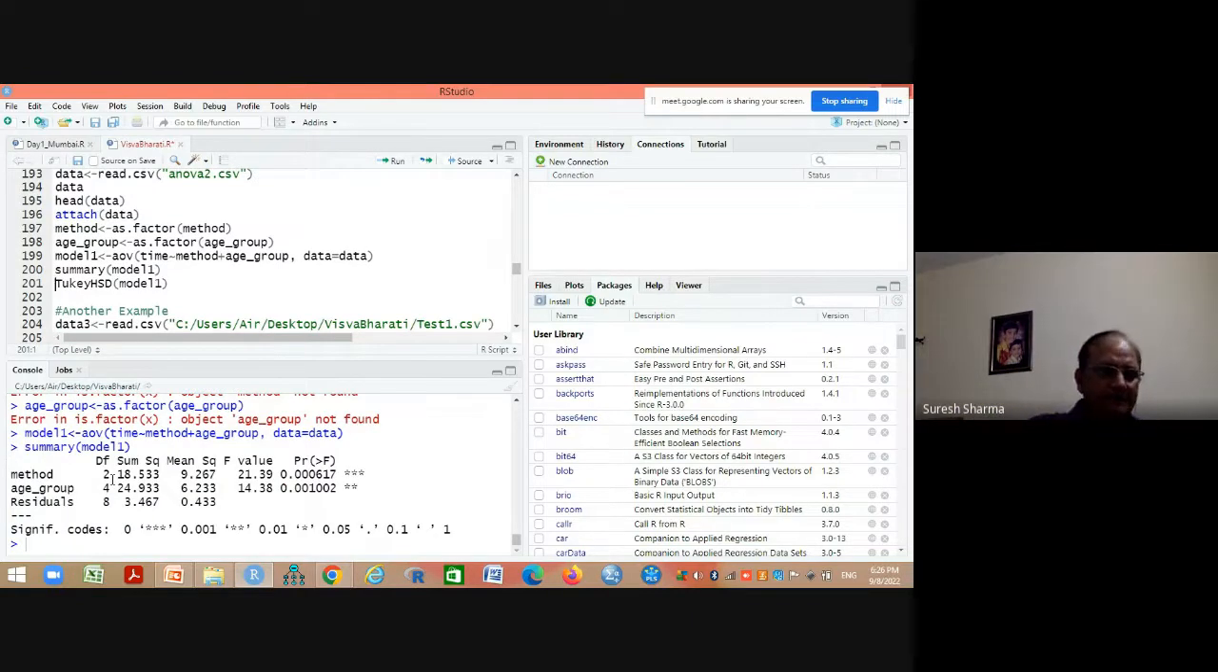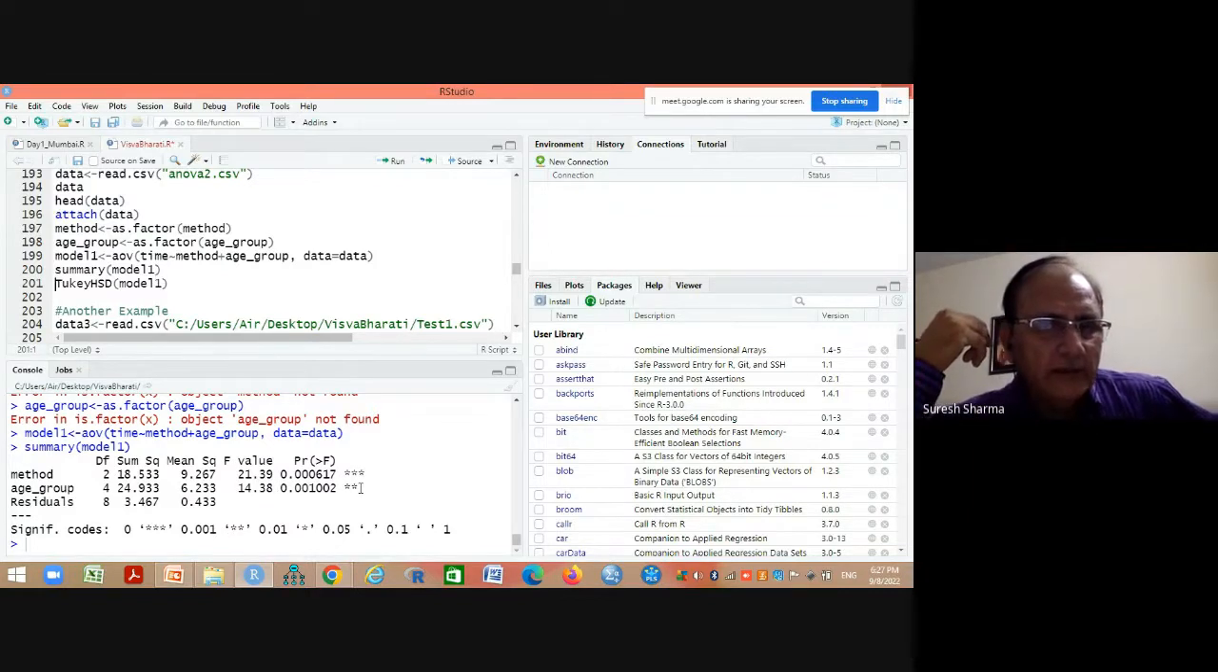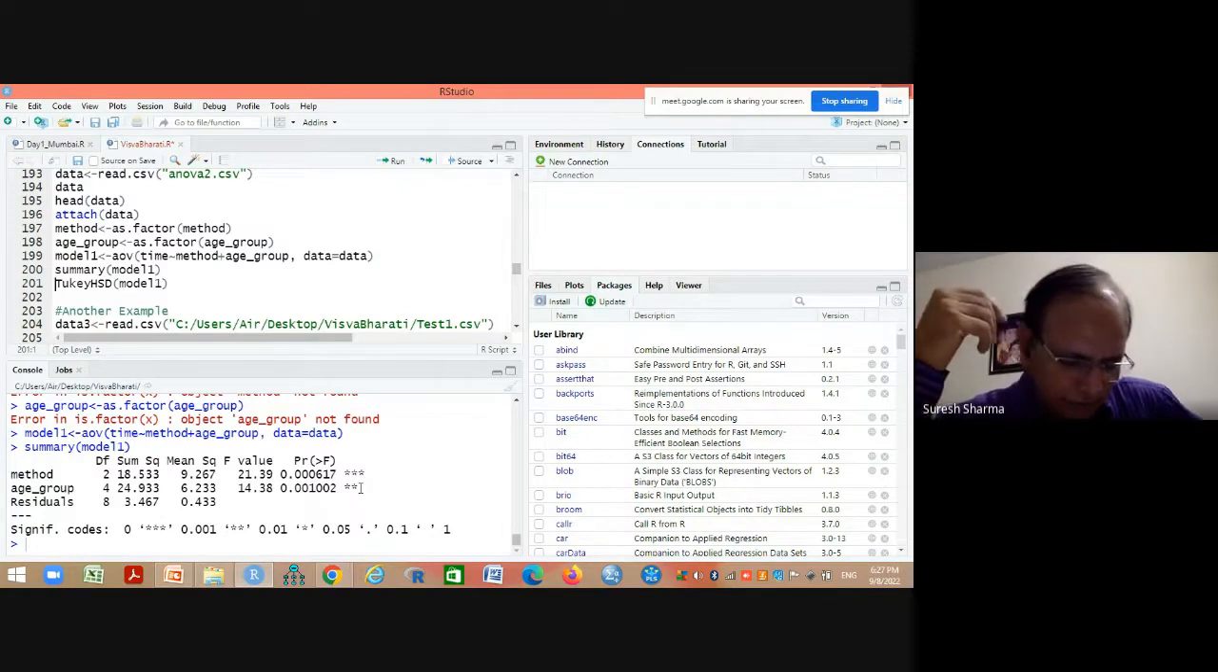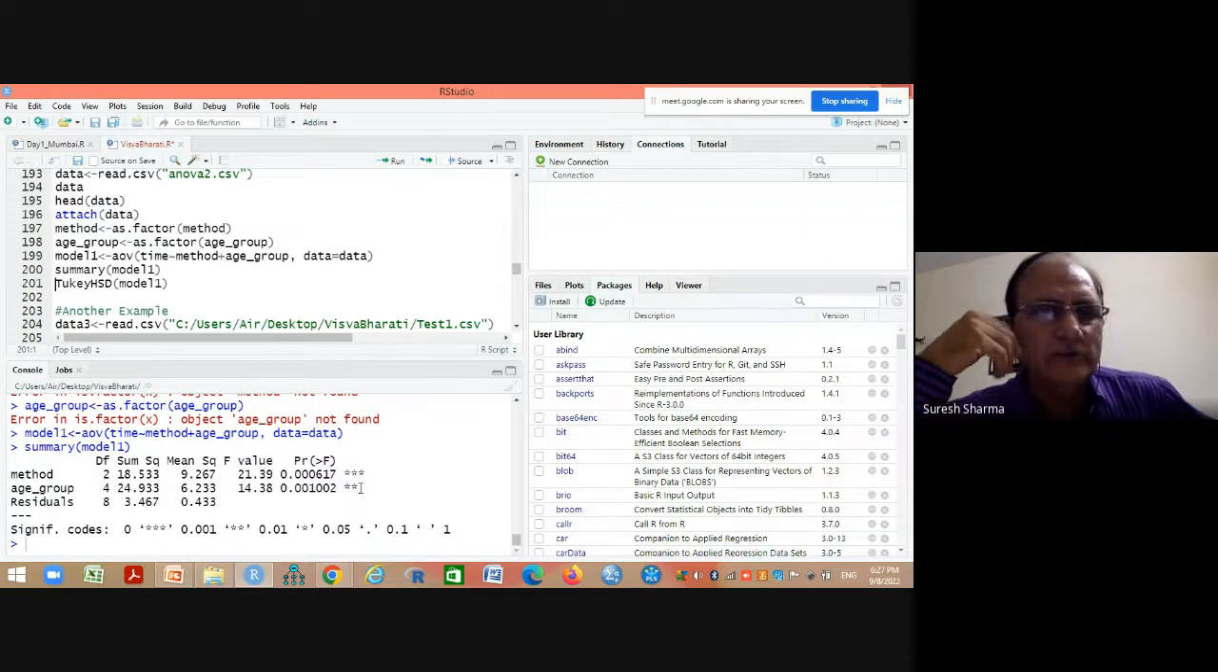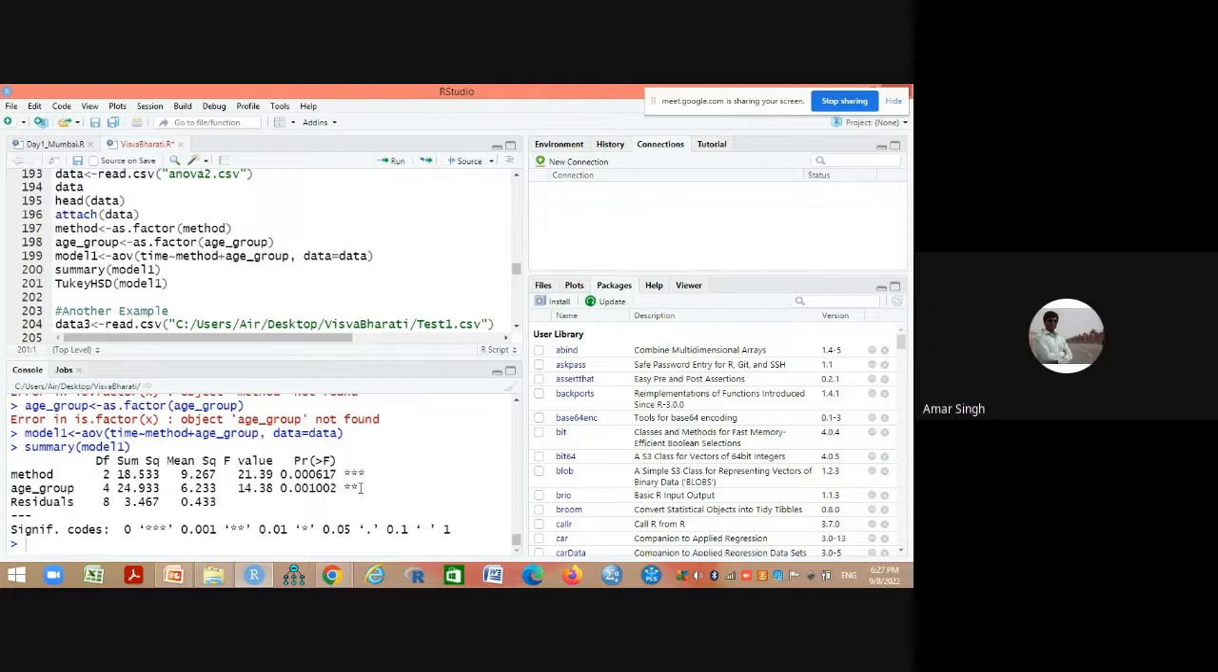How many methods were there? Sir, 3. So how many degrees of freedom? 1 less, 2. How many age groups were there? 5. How many degrees of freedom? 4. So these are the sum of squares, divide, and this is your F1 value. This is F2 value. F1 is 21.39, F2 is 14 point something, and they are both significant. Now we have to move further to see which method is better and which method is not better.